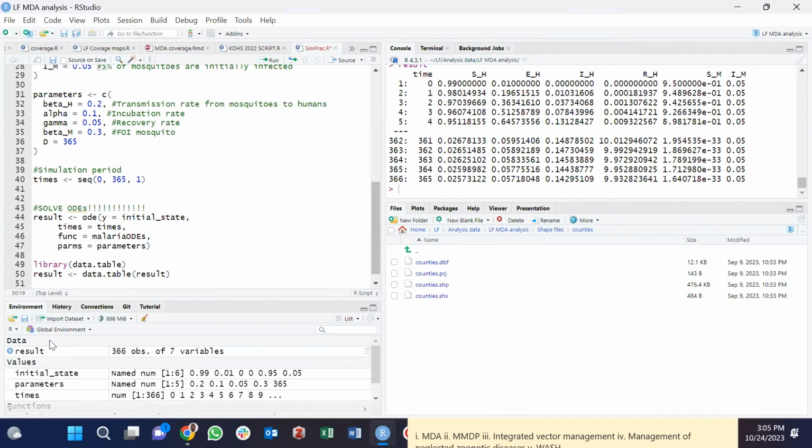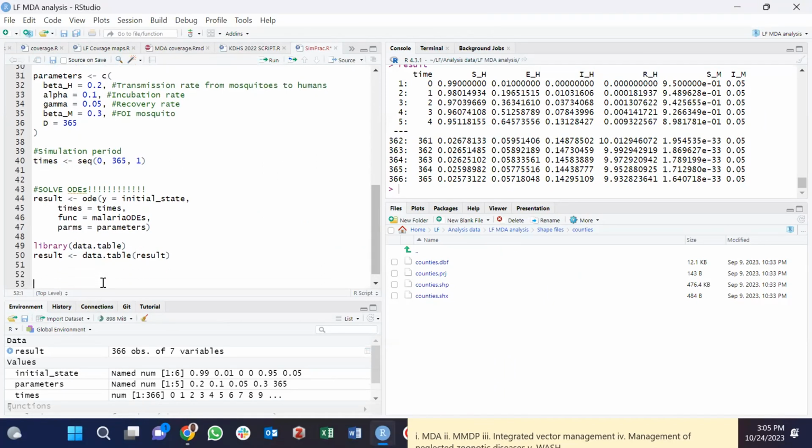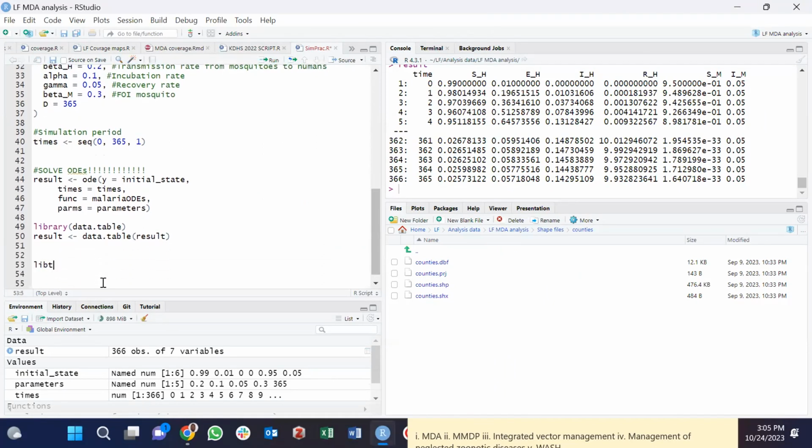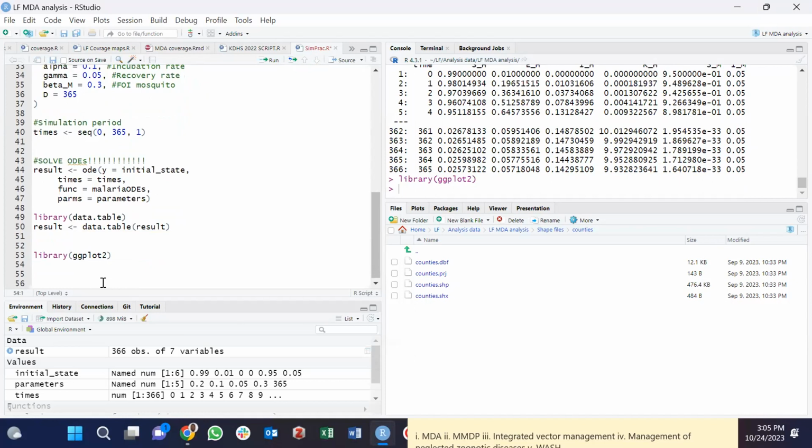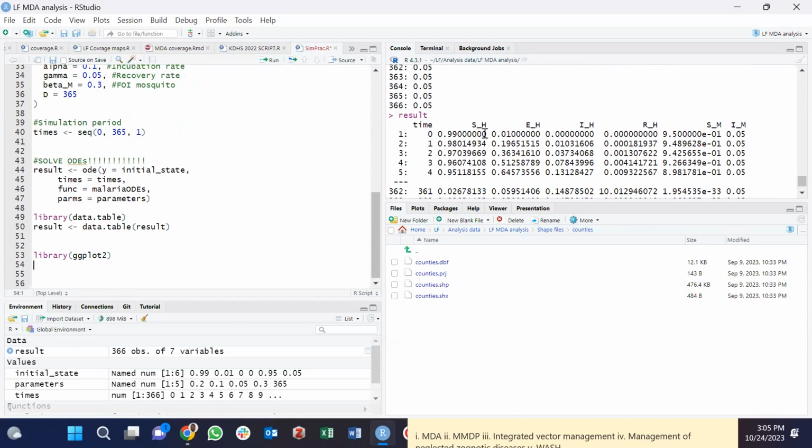So I'll do this and close this. I like plotting using ggplot, so I'll just load the library ggplot2. I'll plot the humans only for this example, but it's just the same if you want to plot the other results. For me to be able to access the piping operator, let me load tidyverse first.